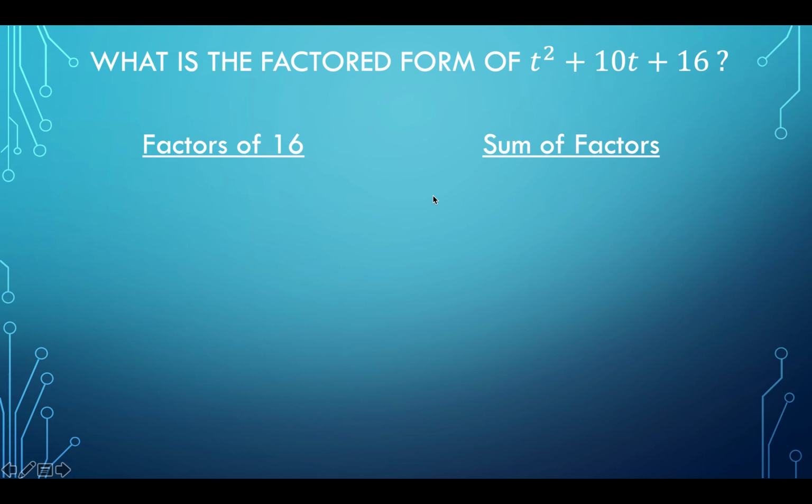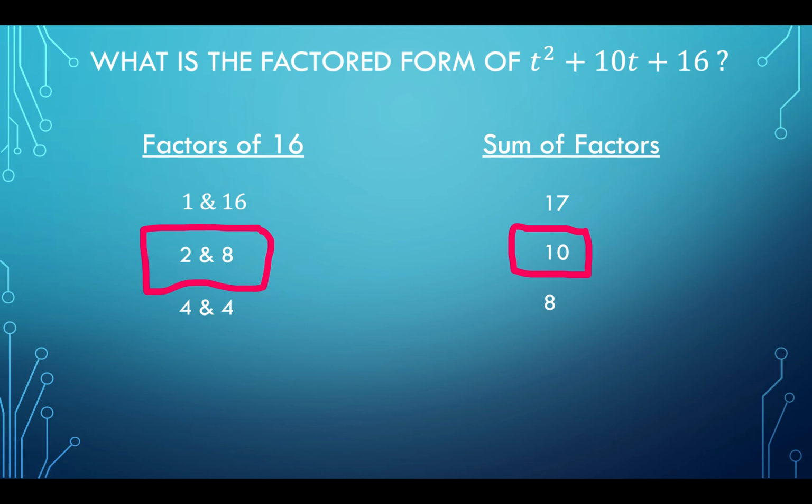So how do we get 16 when we multiply 1 and 16? Well, what's the sum of 1 and 16? 17. 2 and 8. What's the sum of 2 and 8? 10. And also we could do 4 times 4. And what's the sum of 4 and 4? 4 plus 4 gives me 8. So which of these factors, when added together, give me 10? 2 and 8 gives me 10. So our first parenthesis is going to be x plus 2, and our second parenthesis is going to be x plus 8.